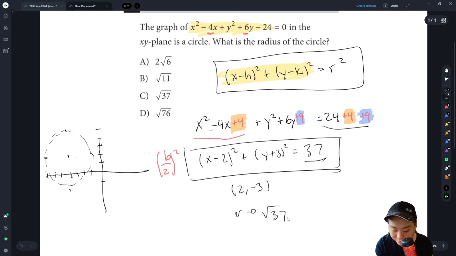What is the radius of the circle? Root 37.